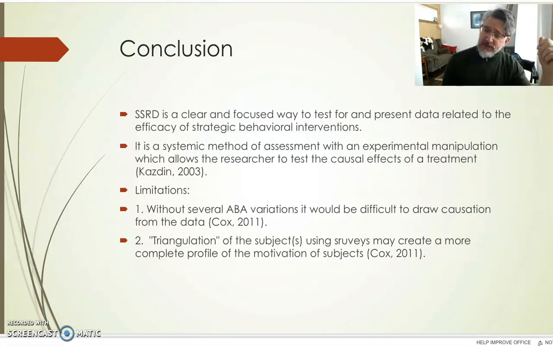There are limitations to this, which there always are, right? Design models are inherently limited in some way or another. Without several ABA variations, Cox found it would be difficult to draw causation from that data. So their own study, the one we cited, was very limited in its ability to call for exact causation. And he also felt that if you were able to survey the subject and understand more deeply their motivations, then you might be able to triangulate better how best to motivate the subject.